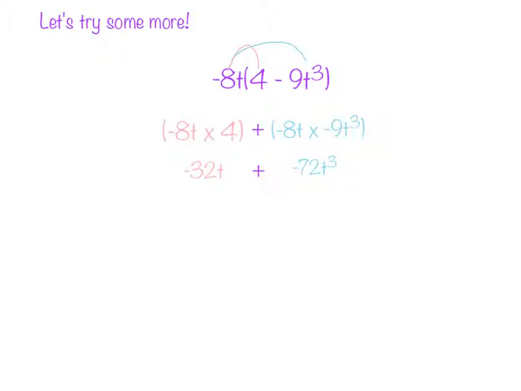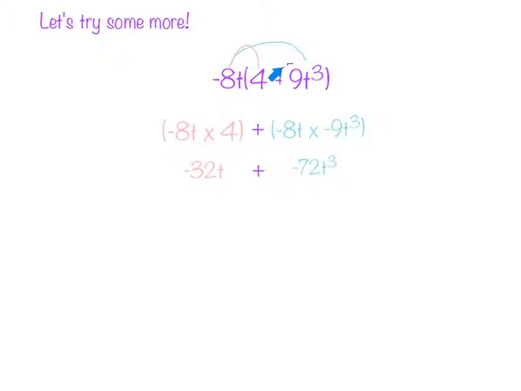Now let's try negative 8t times 4 minus 9t to the third. The first thing we're going to do is change the subtraction to adding the opposite. So it will now be negative 8t times 4 plus negative 9t to the third.